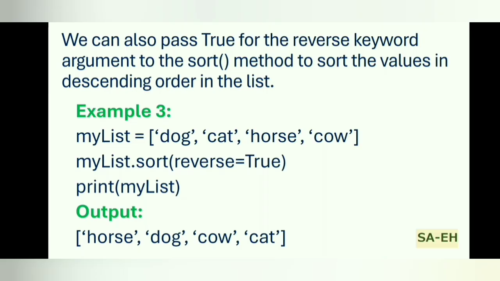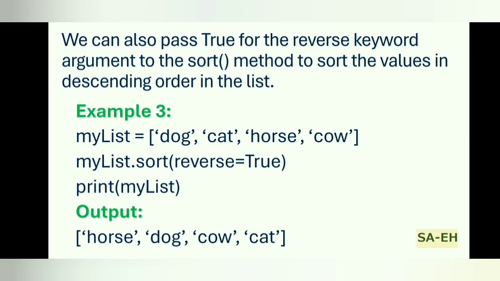Example 3. The sort method in Python has 2 keyword parameters, key and reverse. Optionally, you can pass a boolean value to the parameter reverse. If you pass True, the list will be sorted with the largest value first. By default, it is set to False to sort in ascending order.